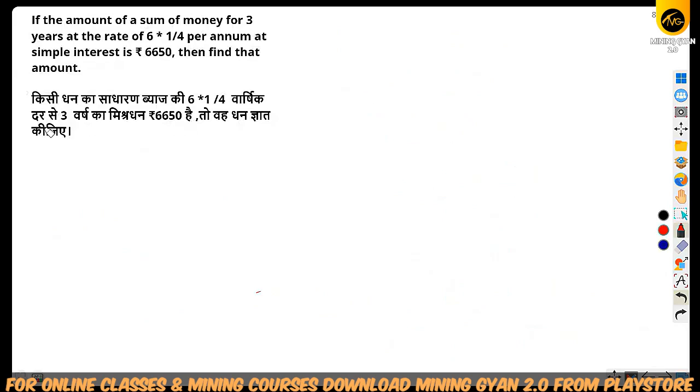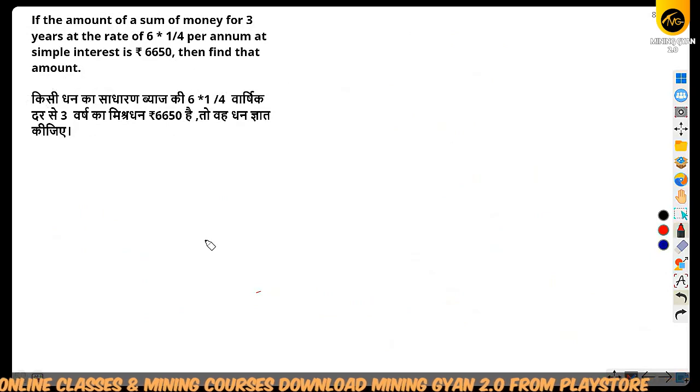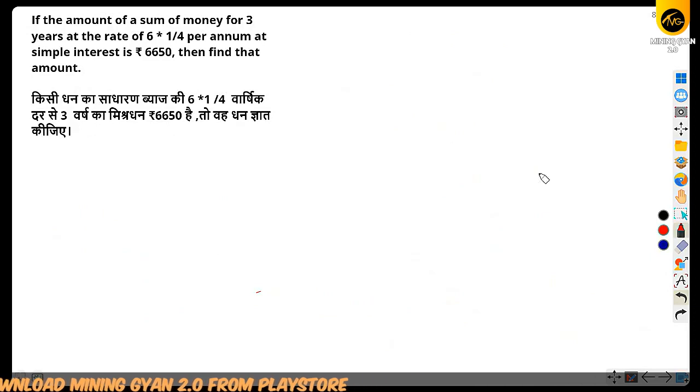Okay, correct. Now the next question is: if the amount of a sum of money for 3 years at the rate of 6 into 1 divided by 4% per annum at simple interest is 6,650 rupees, then find that sum. So basically we have to find out the total amount, that will be a mixed amount, that is also called compound amount.